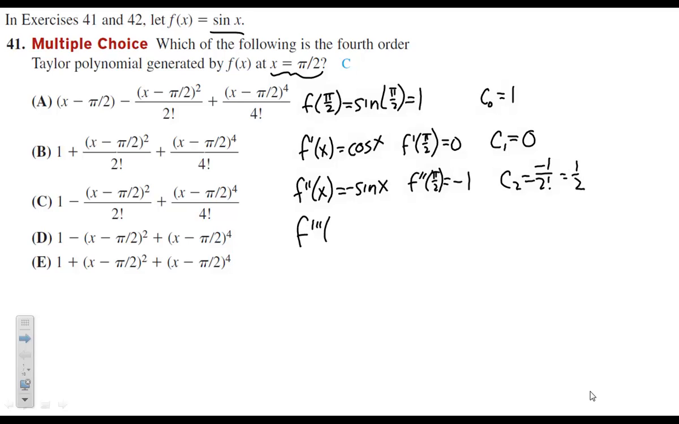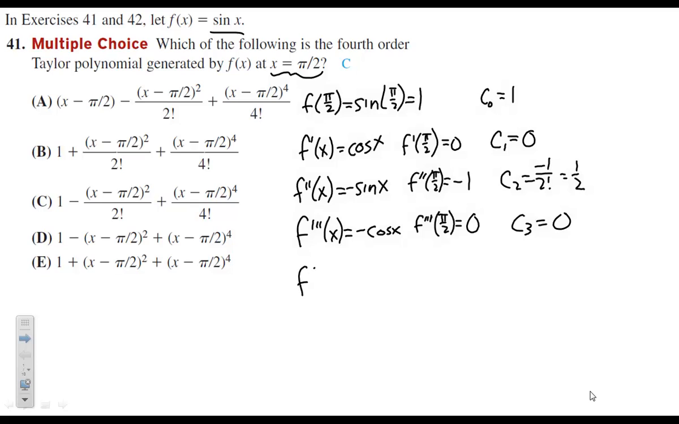How about the third derivative of sine x? Well, that's going to be negative cosine of x. The value of the negative cosine of x at pi over 2, the third derivative at pi over 2, is going to be 0. The third coefficient is going to be 0.